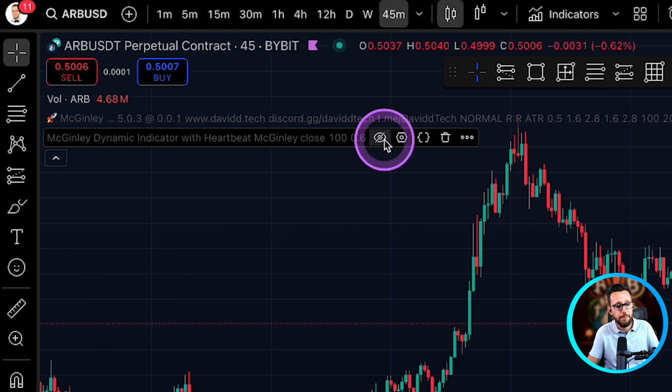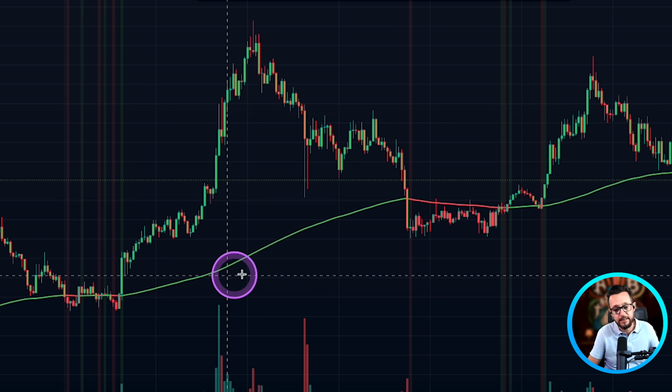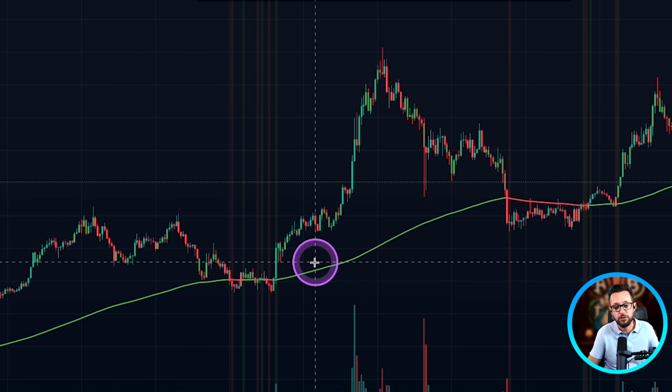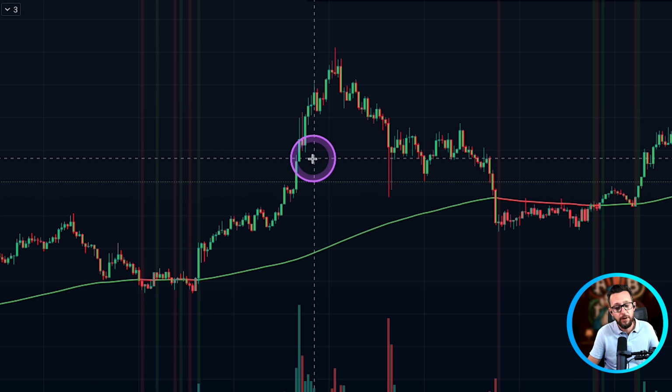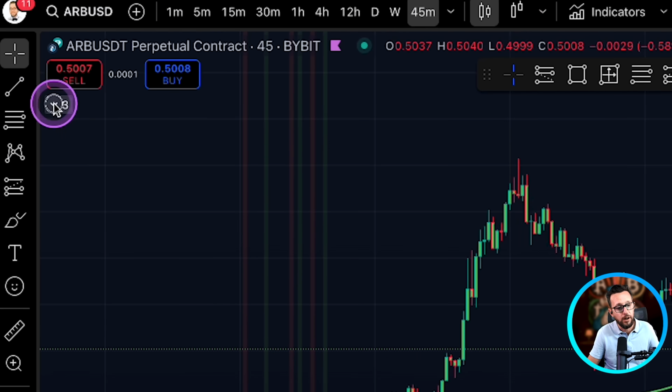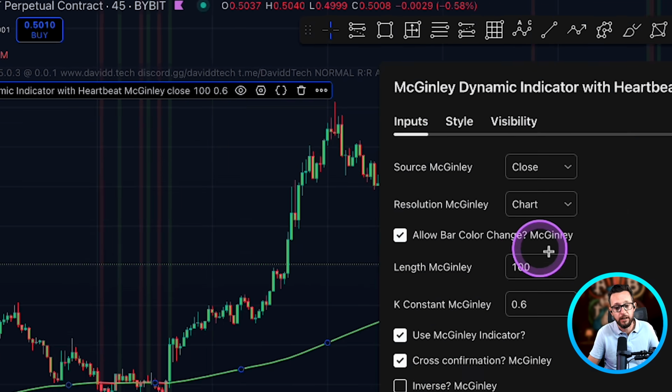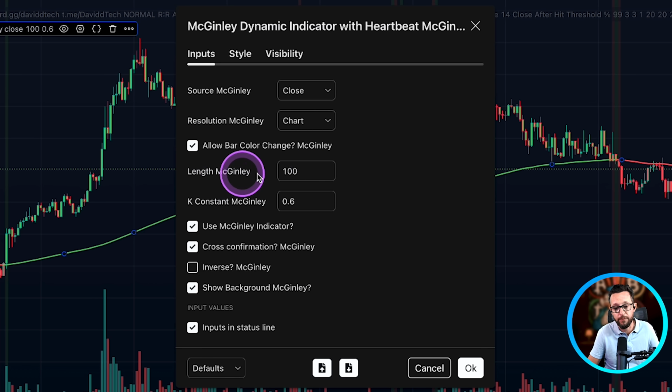So we've added the McGinley. The McGinley is this indicator here. This indicator helps us to detect our trend. So when it is green and price is above it, we are looking for a long. Currently I've set this one to a McGinley length of 100 and the K consistent McGinley is 0.6.